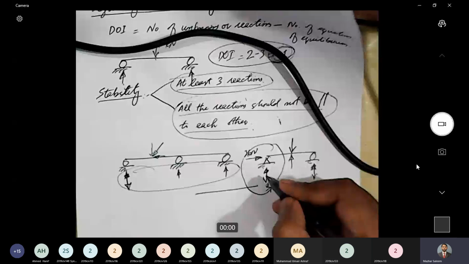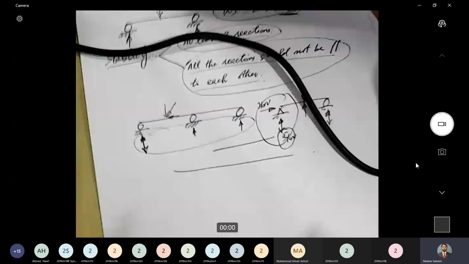All right. So this was about the determinacy and stability of the structures. I hope it is clear. Now, after this, let's move to some other small concepts. Beam shapes. Let me give you different beam cross-sectional shapes that we will be dealing with in our discussion during this course.